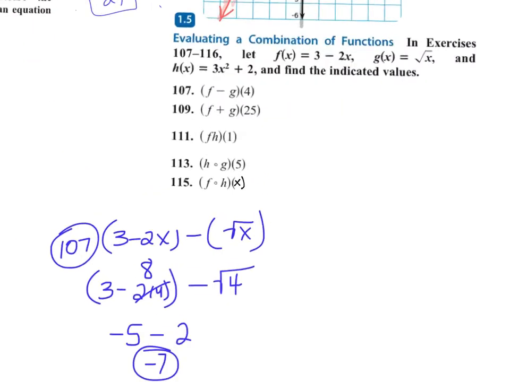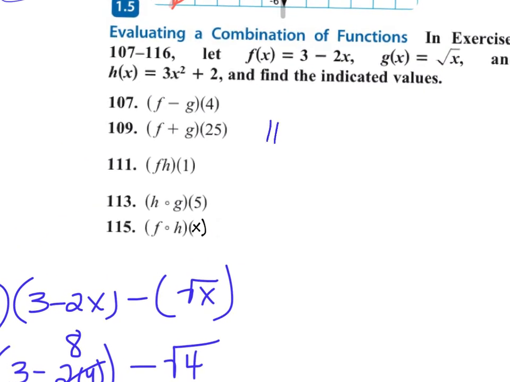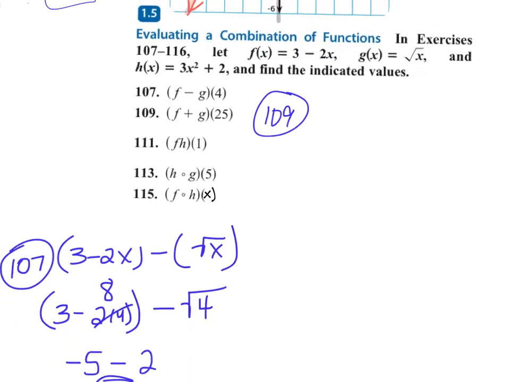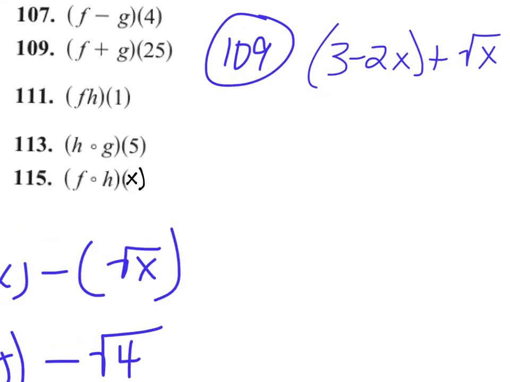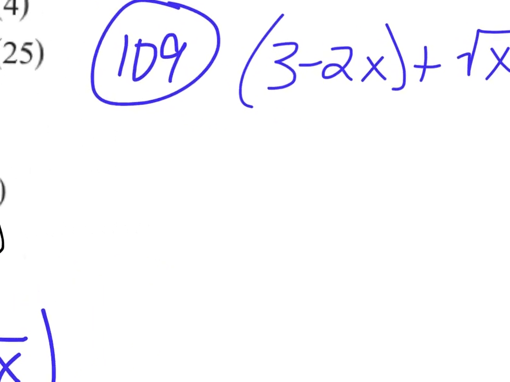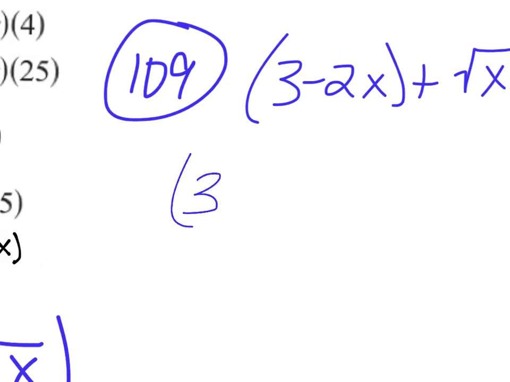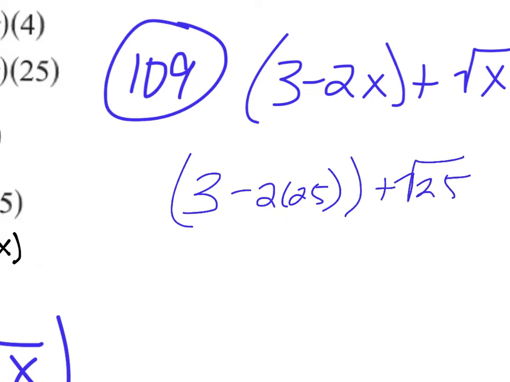In 109, what do they ask me to do? Add the exact same functions, right? So you have 3 minus 2x plus square root of x. What number do they want me to plug in? 25. So you have 3 minus 2 times 25 plus the square root of 25.